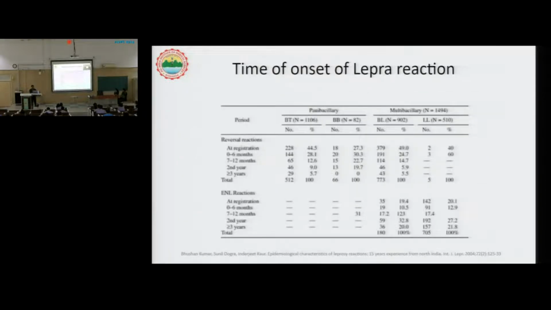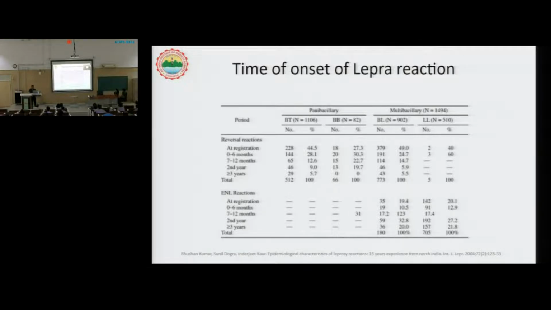This is a very good study conducted by PGI Chandigarh, where around 1,500 multibacillary patients and around 1,150 patients were involved. It took place from 1984 to 1998, so the study duration was around 15 years.